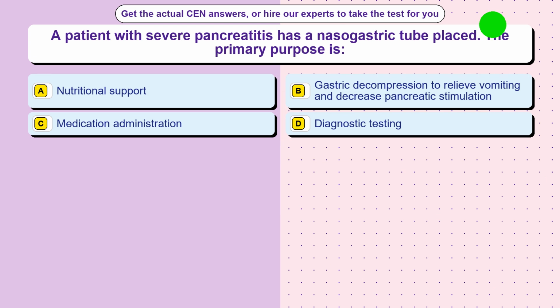Question 33. A patient with severe pancreatitis has a nasogastric tube placed. The primary purpose is: Option A, nutritional support. Option B, gastric decompression to relieve vomiting and decrease pancreatic stimulation. Option C, medication administration. Option D, diagnostic testing.